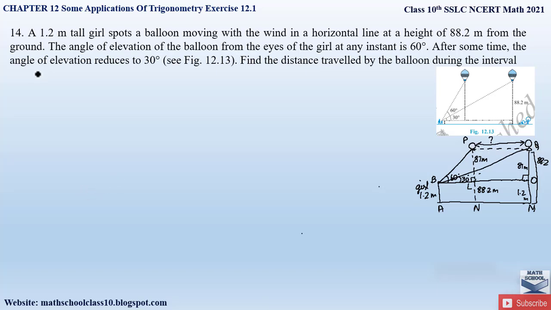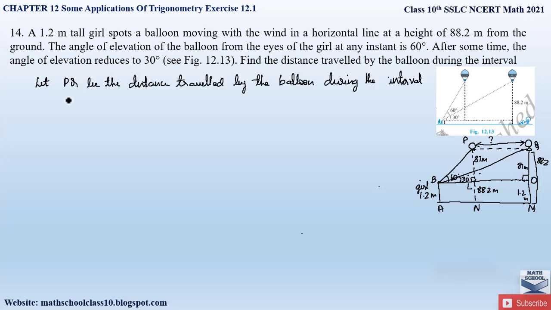So let us write down, let PQ be the distance traveled by the balloon during the interval. Now we have PN is equal to 88.2 meter. So PN is equal to, right now AB is equal to OM, which is equal to 1.2 meter. Now since PN is equal to 88.2 meter, we have QM is also equal to 88.2 meter. Okay, now since OM is 1.2 meter, therefore OQ will be equal to QM minus OM, right?